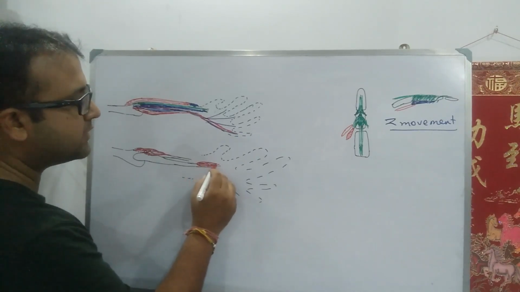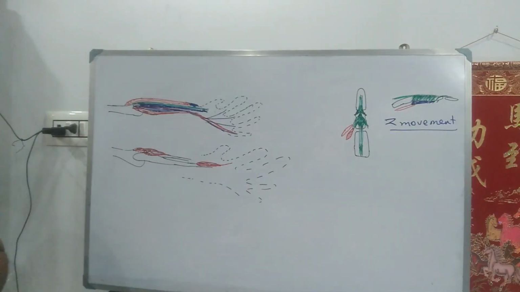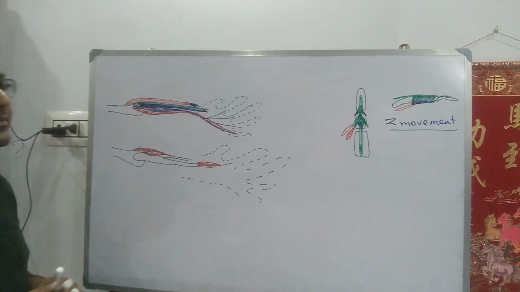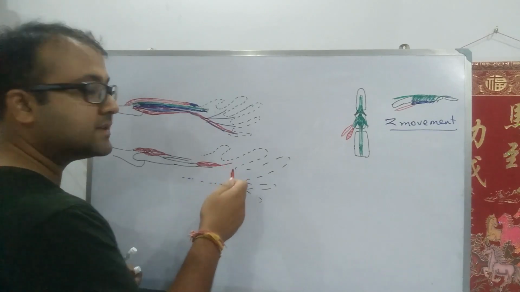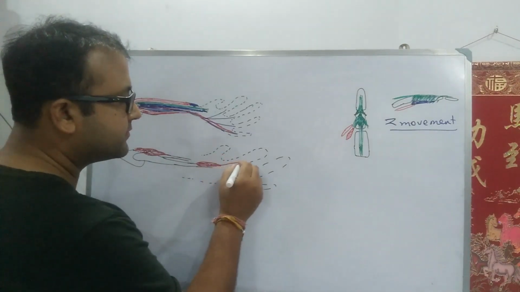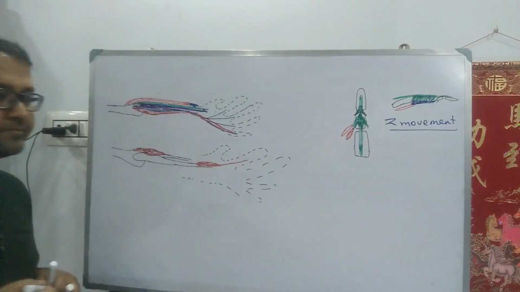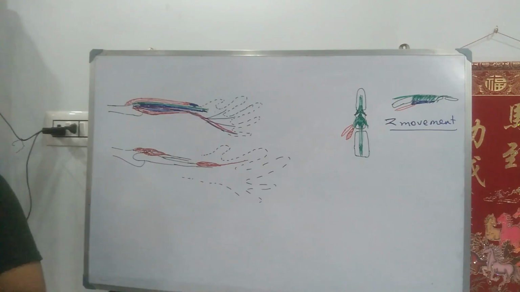and then it is going to go to the indices, isn't it? Indices means where? Going to the extensor expansion of the second digit. Yes, which digit? Second digit. Yes, extensor expansion of the second digit. Like this. So this is extensor indicis.